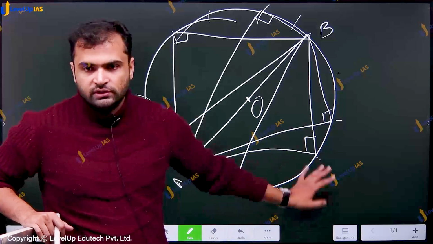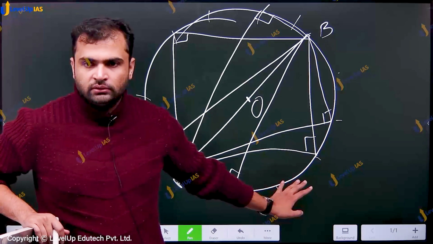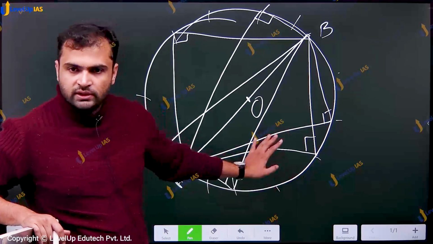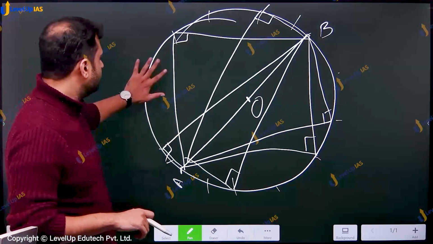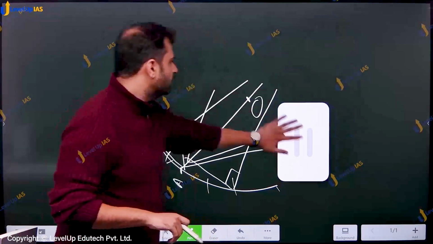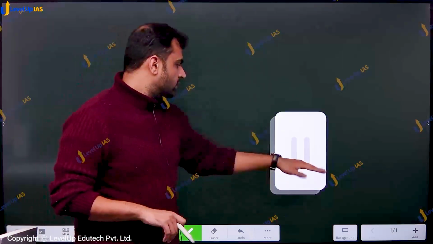समझ गए? What is this property? No problem. Did you guys understand this property? Now let us see what else we can study about circles.